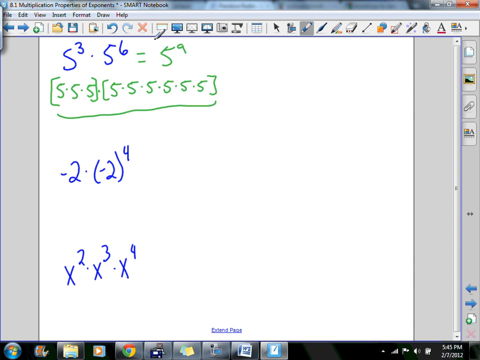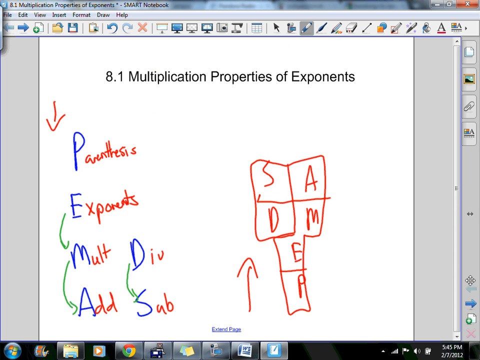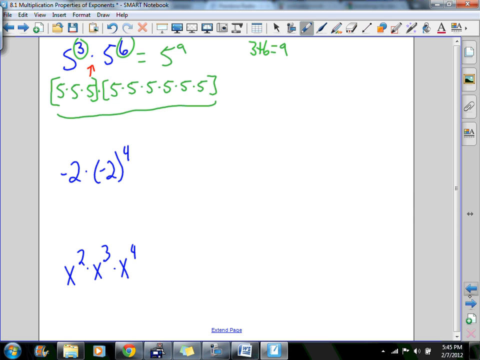Well, the shortcut is pretty easy. 3 plus 6 is equal to 9, and we have to ask ourselves, why does that work? Well, the reason why it works is pretty simple. We have this term right here sitting in the middle, this multiplication term. And if we went back to our order of operations, multiplication has to drop down to addition. So if we're working with multiplication problems, then they turn into addition problems.